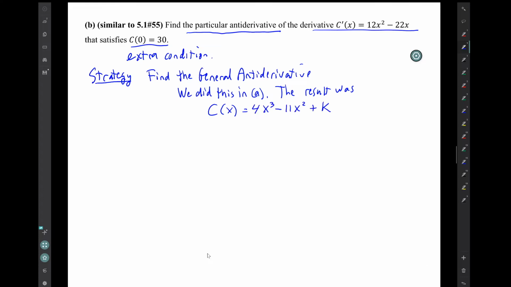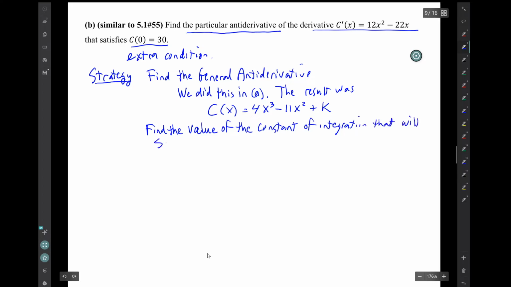So we found the general antiderivative in step A, and the second part of the strategy is to find the value of the constant of integration to satisfy the extra condition. Well, our extra condition is this, c(0) = 30. So let's turn that around. Let's say that 30 has to equal c(0).